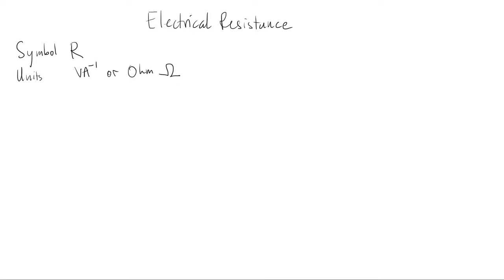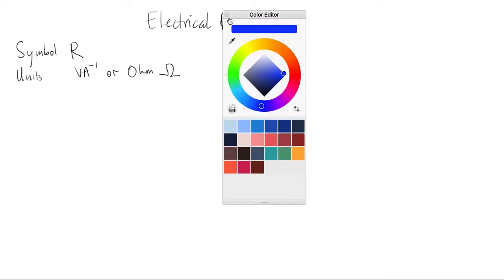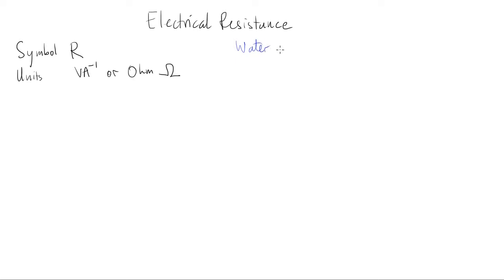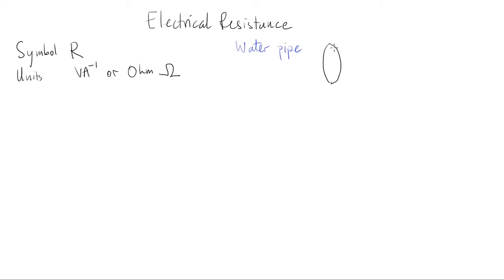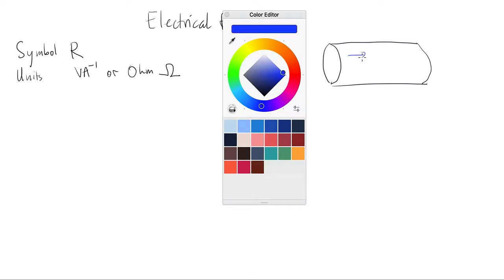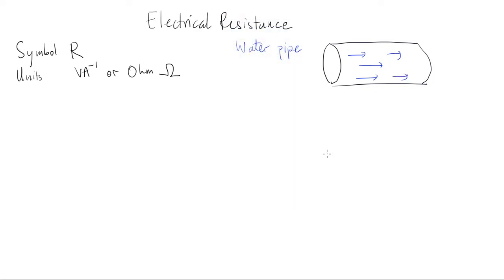So if we were to do an analogy with water, which we often like to do in this topic, then if we have a water pipe, resistance can be compared to how hard it is for the water to flow through the pipe. So if we have a cylindrical pipe, and we have water flowing through the pipe, how hard it is for the water to flow through the pipe is like resistance in a wire.